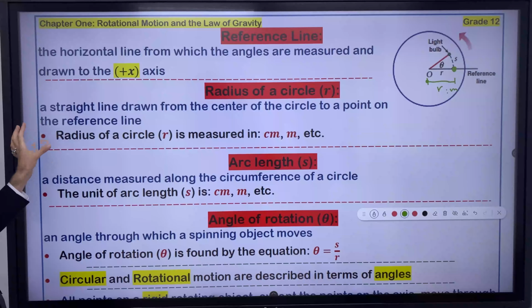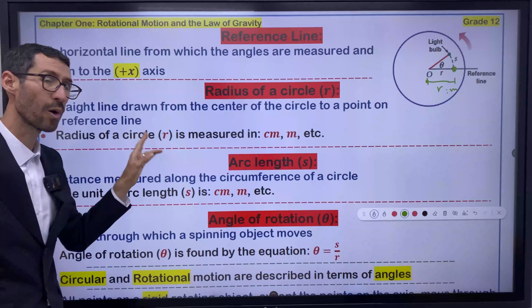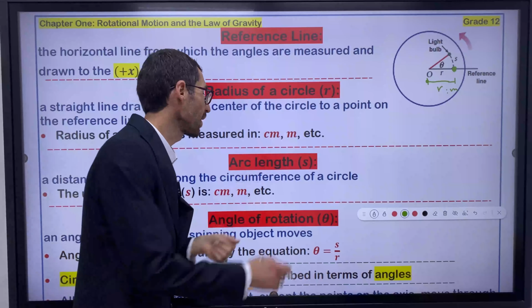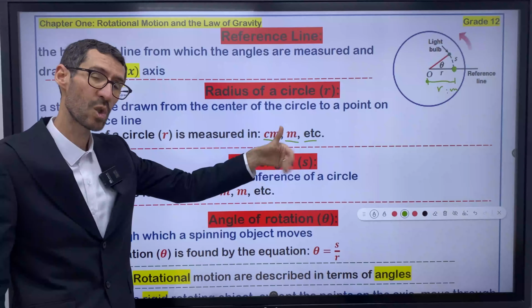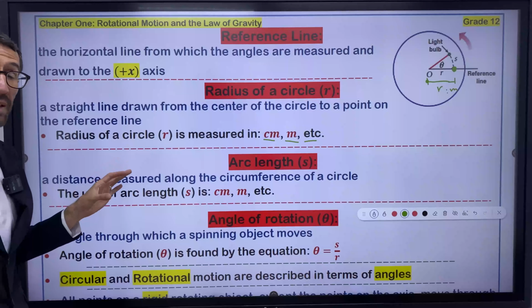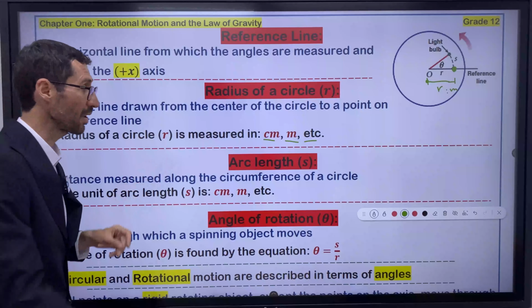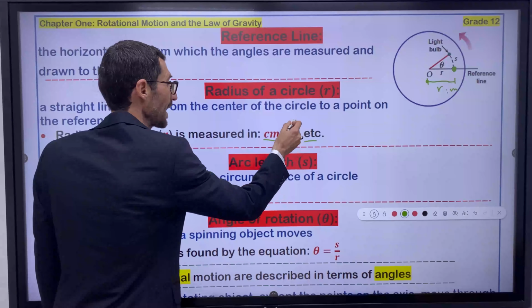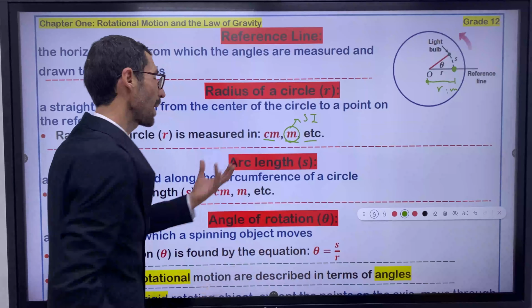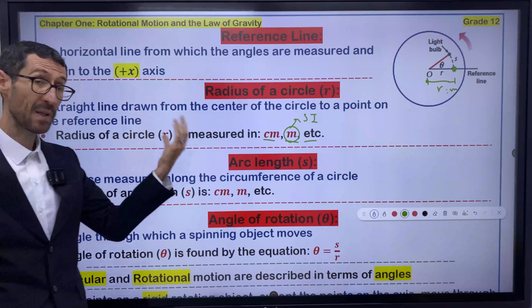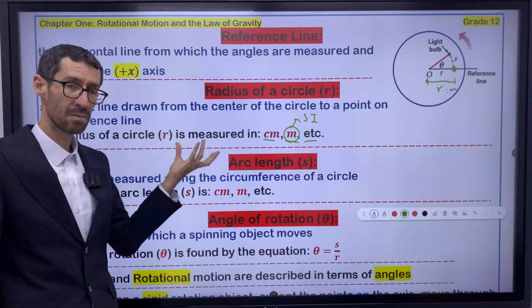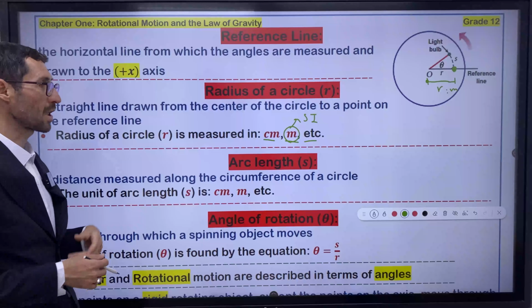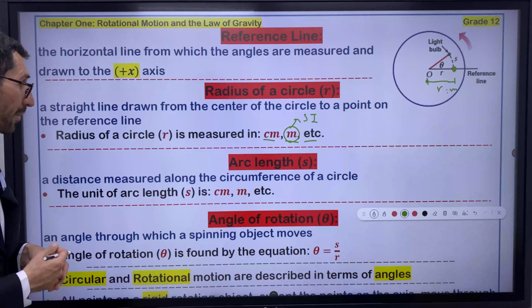So we have the note here. It says the radius of a circle, or R, is measured in centimeters, millimeters, etc. Maybe you have millimeters and so on, right? But which one is valid in SI especially? This one, meters, is valid in SI. For example, if you have a radius in centimeters, you have to convert it into meters. After that, you solve the problem, right?